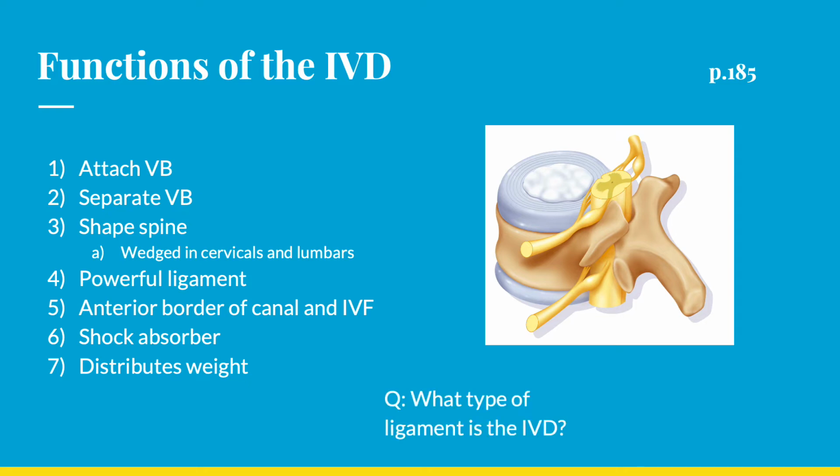So what type of ligament is the intervertebral disc? Remember, that one's going to be an amphiarthrosis, symphysis joints. Those are midline. And yeah, there you go.